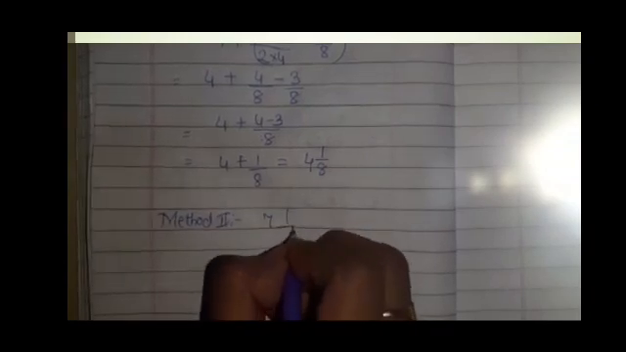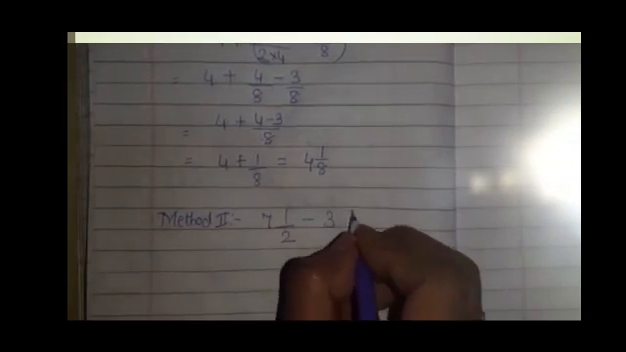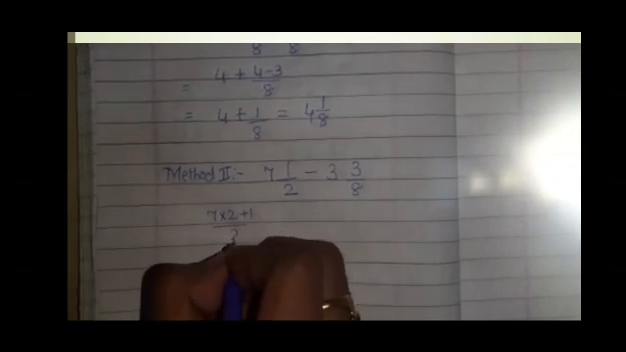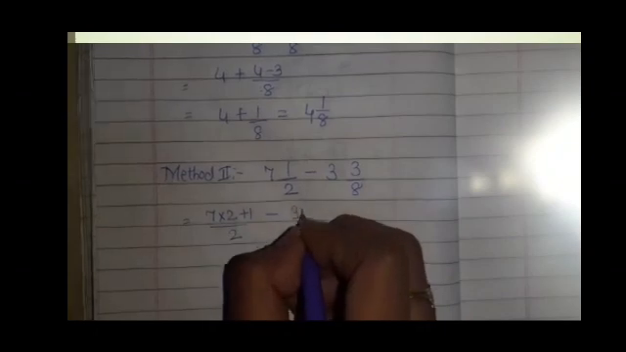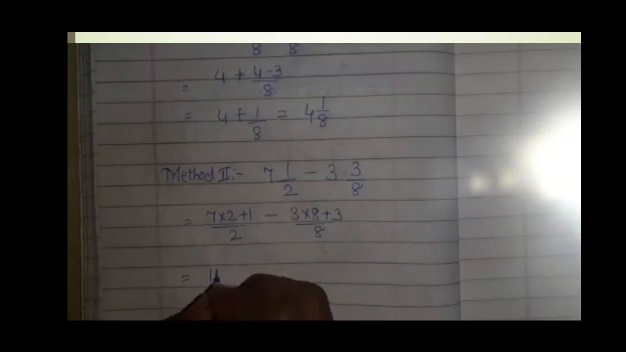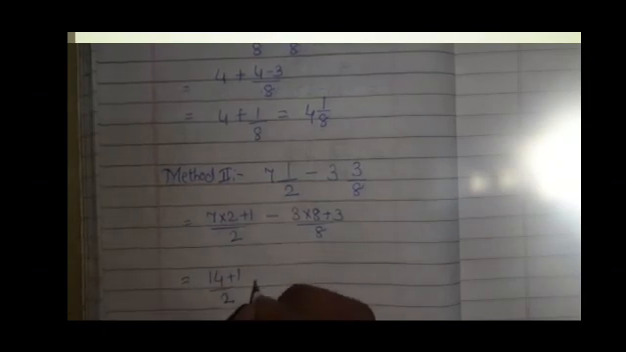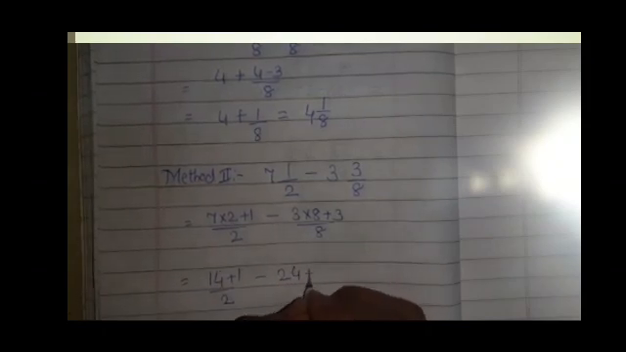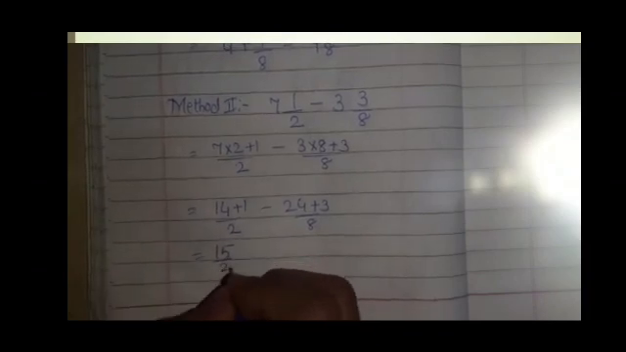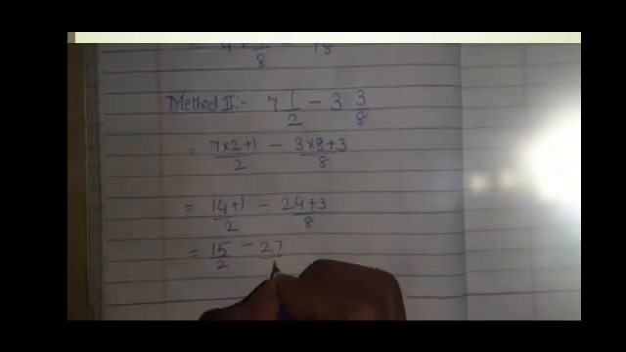Now same we will be doing by method number 2. Our question is 7 1 upon 2 minus 3 3 upon 8. Now here we have to convert into improper fractions first. 7 multiplied by 2 plus 1 upon 2 minus 3 multiplied by 8 plus 3 upon 8. 7 2s are 14 plus 1, 15. 3 8s are 24 plus 3 upon 8. You can skip this step also. Directly you can write here 15 upon 2 minus 27 upon 8.